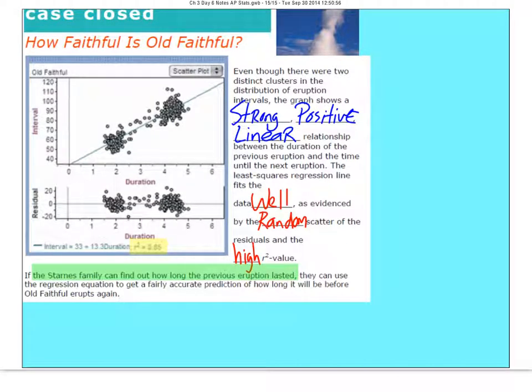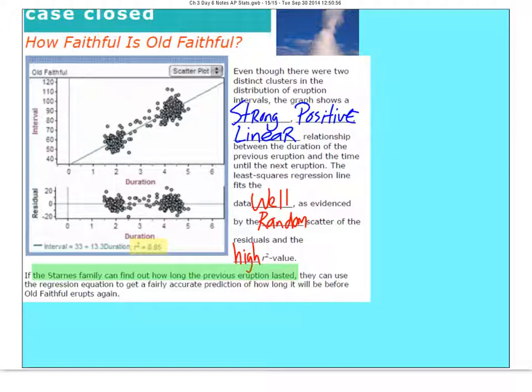Let's just wrap up this chapter with our case closed. Remember in chapter 3, we had the Starnes family going to see Old Faithful, and they had a 4-hour time limit. They didn't know how long they should wait. Well, what they did is they graphed the relationship of the duration of the previous eruption, how long the eruption actually lasted, and the time until the next one. So here's how long the eruptions were, and here's the time until the next one. And it plotted this pattern. And you see it's a strong, positive linear relationship, by the way, with clusters in 2 different spots.